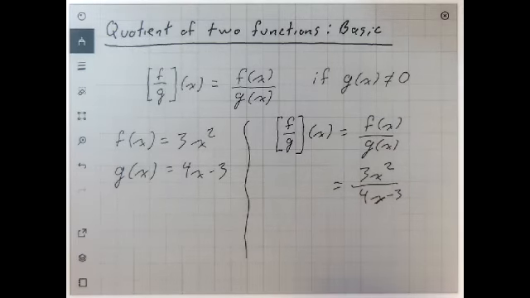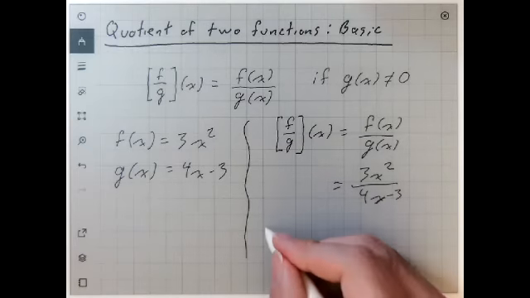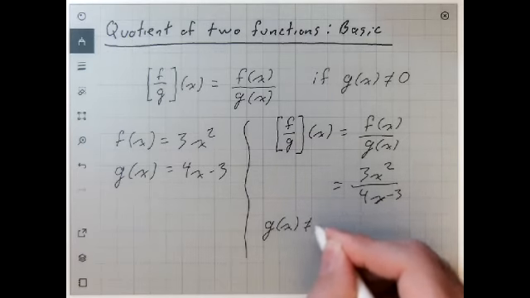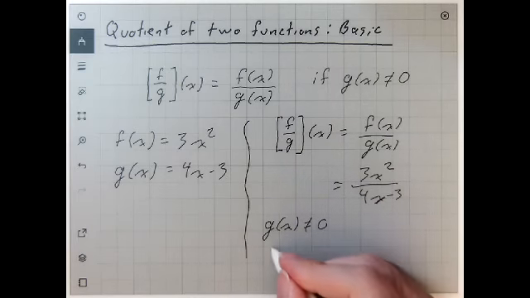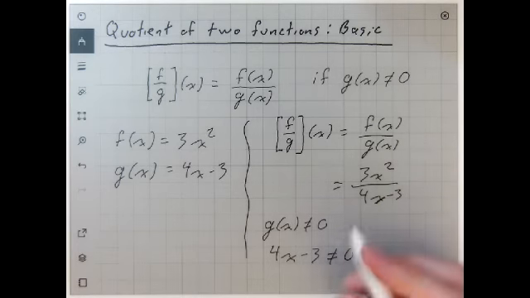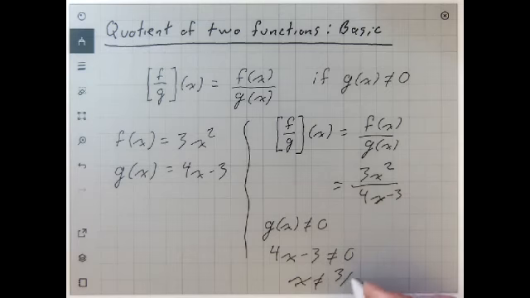But I also have to pay attention here and remember that this only works when g of x is not 0, which means that 4x minus 3 is not 0, which solving means that x is not 3/4. It's the same basic idea as finding excluded values on a rational function.